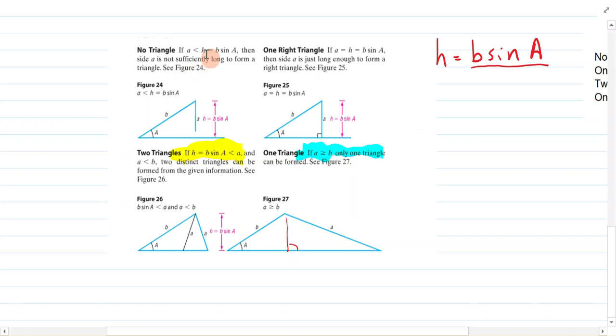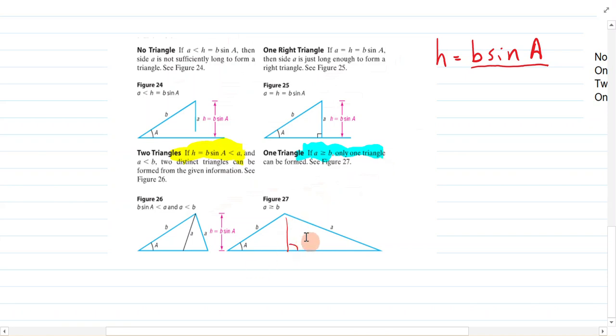So if A is less than H, and H is equal to B sine A, then there is no triangle. If this side is less than B sine A, which is the height, then you don't have a triangle. It's not long enough. If A is equal to B sine A, that's equal to the height, then you have a right triangle. If A is greater than or equal to B, then you have only one triangle.